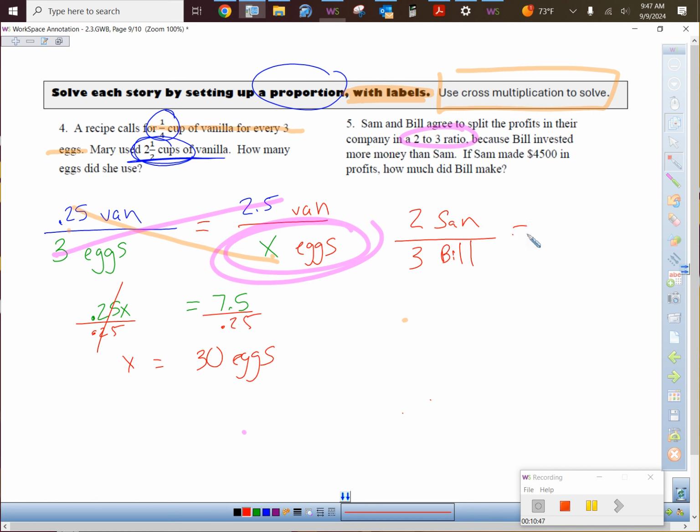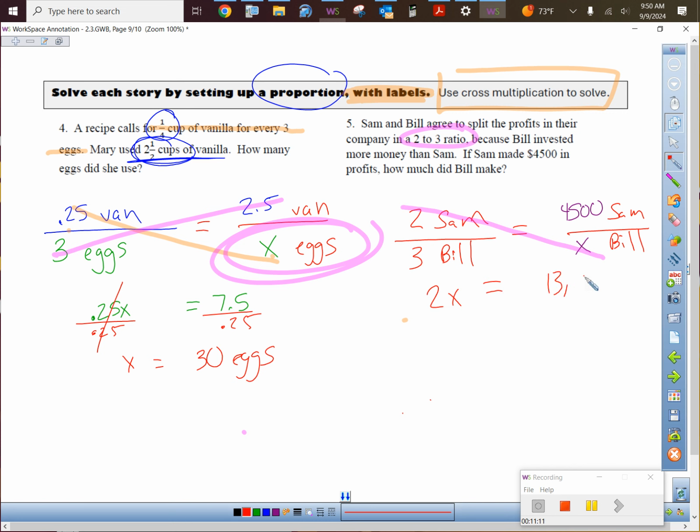So let's set it up. If this is Sam over Bill, this has got to be Sam over Bill. And they say Sam made $4,500 profit, so that's a no-doubter where the $4,500 goes. It's got to go next to Sam. Put an x next to Bill, and could you solve that by cross multiplication? 2x should equal 13,500. Is that the right number when you take 3 times 4,500? And then let's divide by 2.